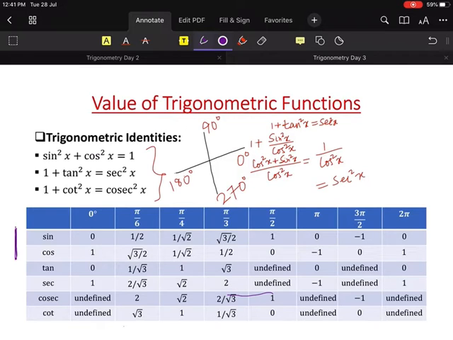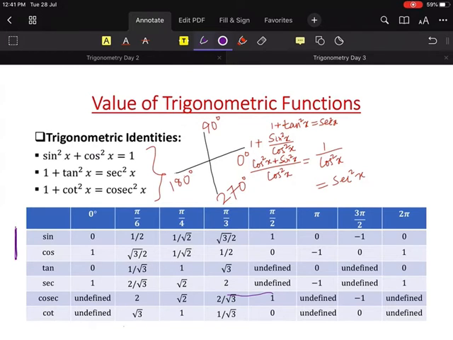Now, look at here, tan 90. Tan 90 is how much? It is 1 by 0. Sine by cos, 1 by 0. So tan 90 will be undefined. Now, tan 180. Tan 180 is how much? 0 by minus 1. So it will be 0. Tan 270 will be what? Minus 1 by 0. So it will be undefined. Now, tan 360 will be how much? It will be 0 by 1, so it will be 0. Am I clear everyone? I hope tan is clear.